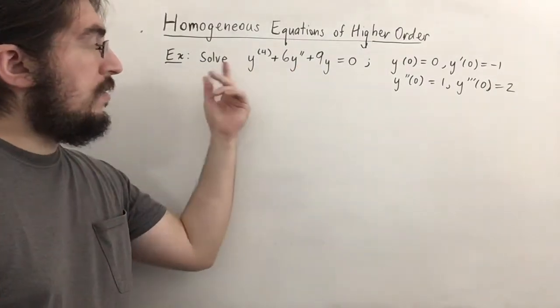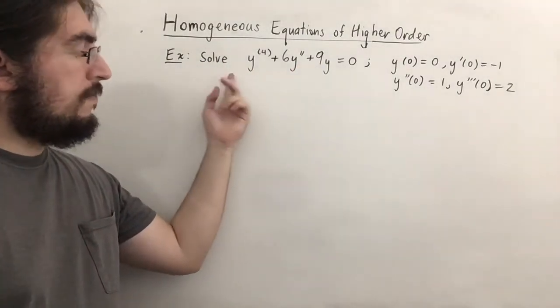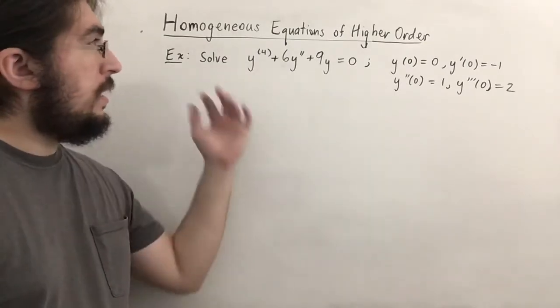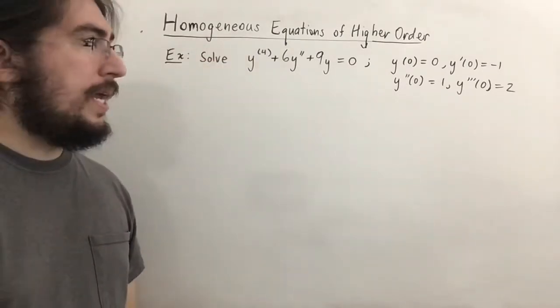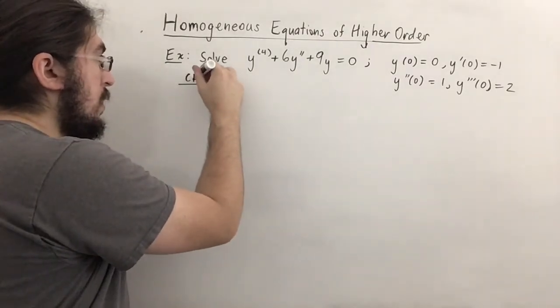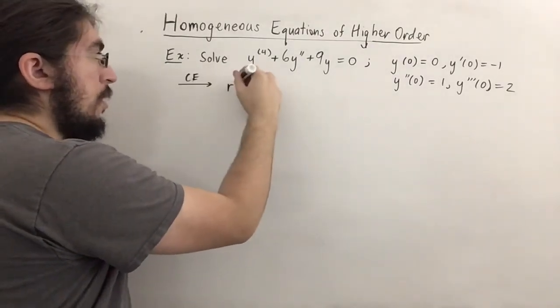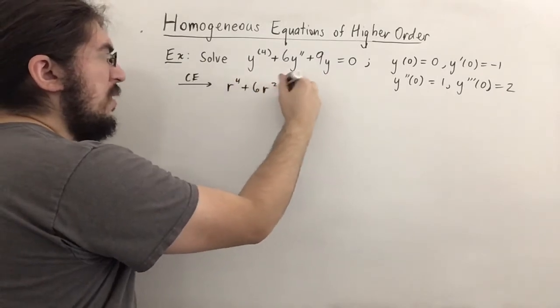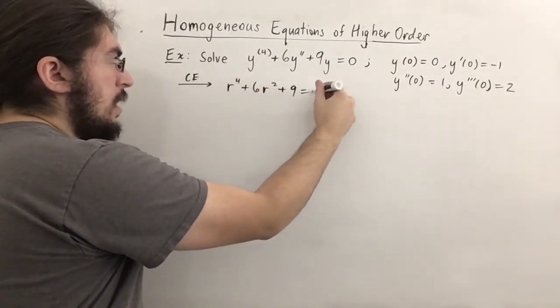So here we have this fourth order differential equation. It's homogeneous of the type we've been looking at. So of course it corresponds to a pretty nice looking characteristic equation, which in this case is r to the 4th plus 6r squared plus 9. And we'll take a look at that soon.